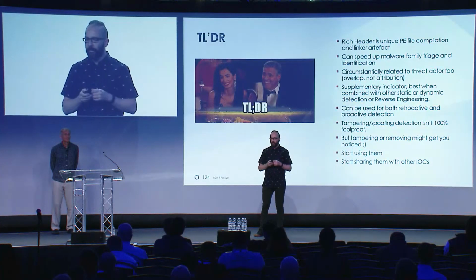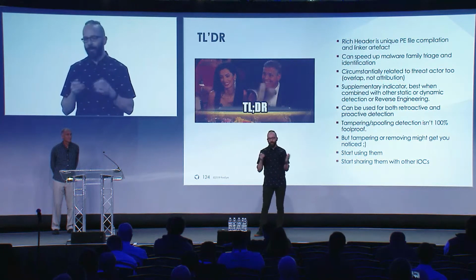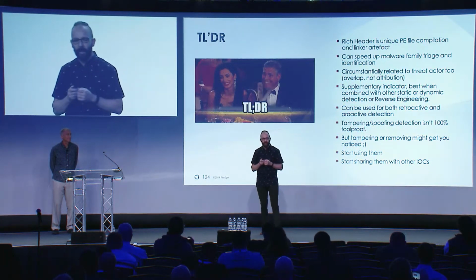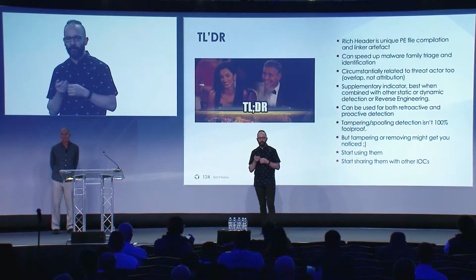So that's really the end of our talk. The real points we want everyone to take away is that rich headers are really useful as a quite unique compilation and linker artifact. They're absolutely useful for things like speeding up malware family triage and identification. They can be circumstantially related to threat actors, but obviously that's more from a perspective of overlap rather than attribution. And they are really a supplemental indicator that is effective when combined with a number of other static or dynamic techniques or even reverse engineering.